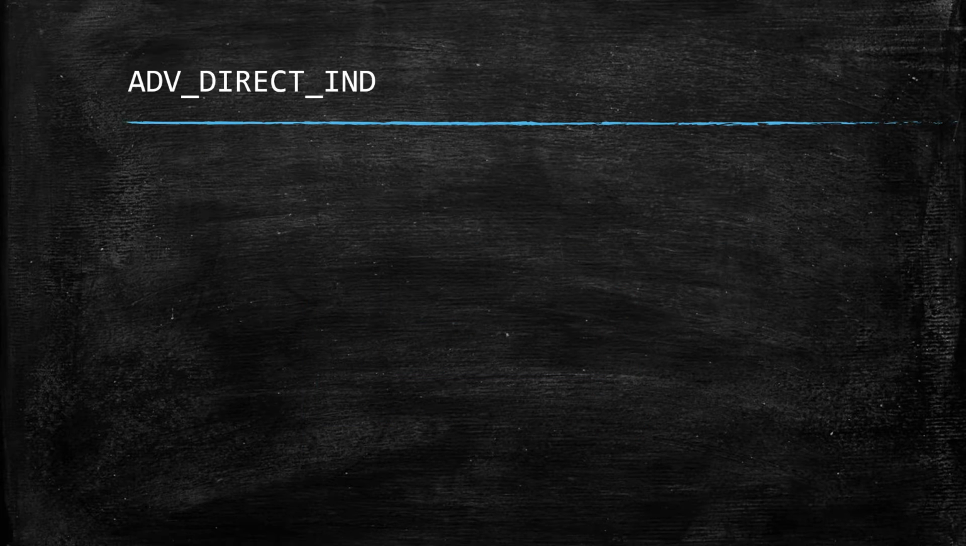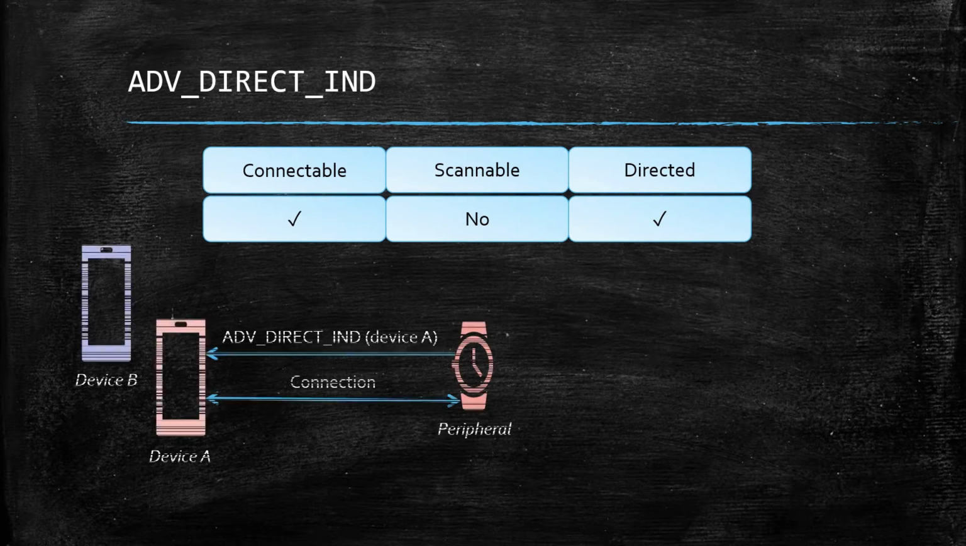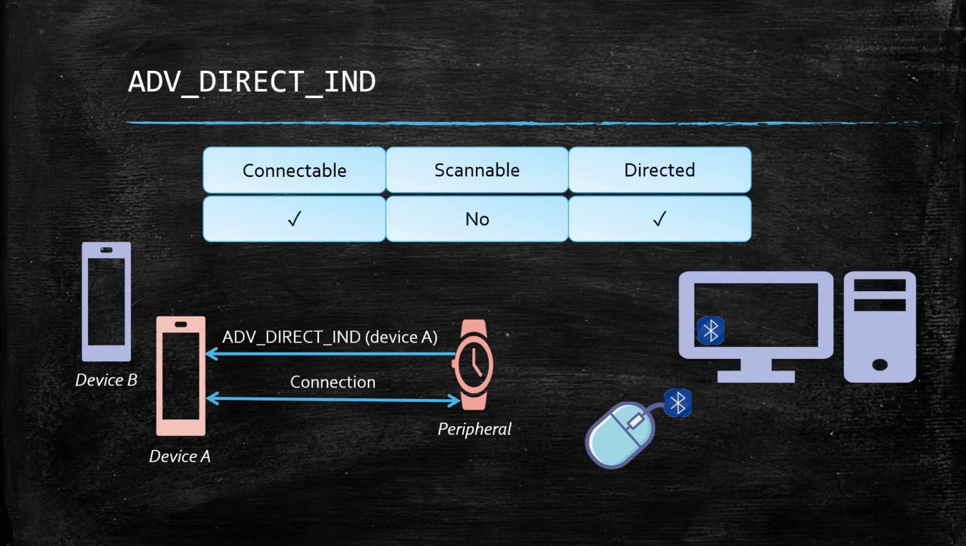The second type is advertising direct indications. This one will allow connection requests only from a particular central towards which the packet is directed. So again, this one can be used by a peripheral when it is interested in connecting with one particular central. An example of this could be a smartwatch, which is, say, advertising to connect with a specific mobile phone. Another example could be a keyboard or mouse, which is, say, trying to reconnect with a PC.